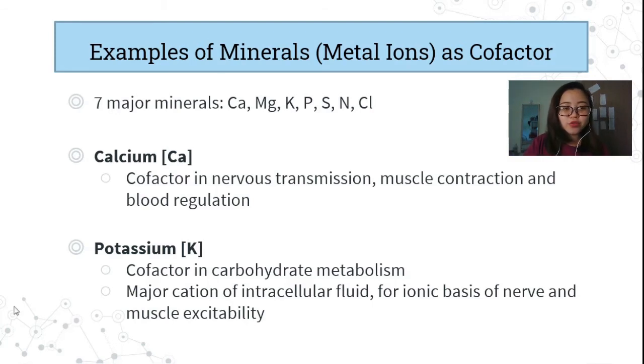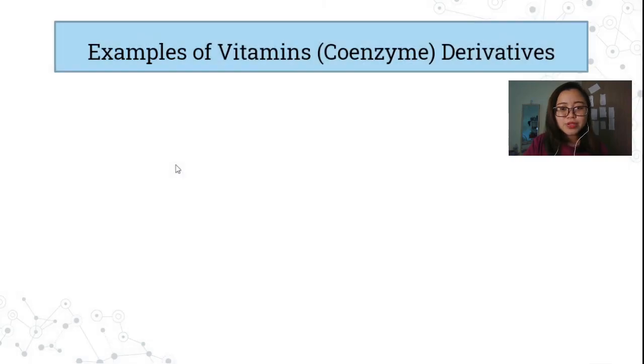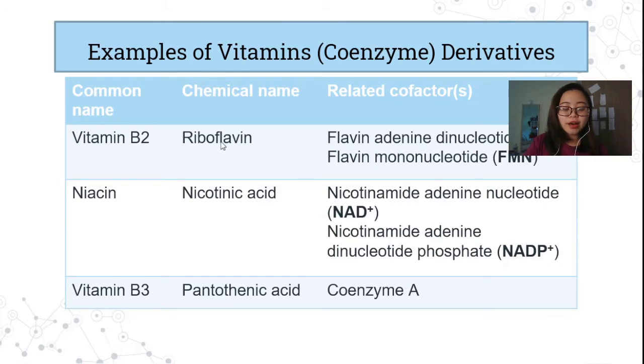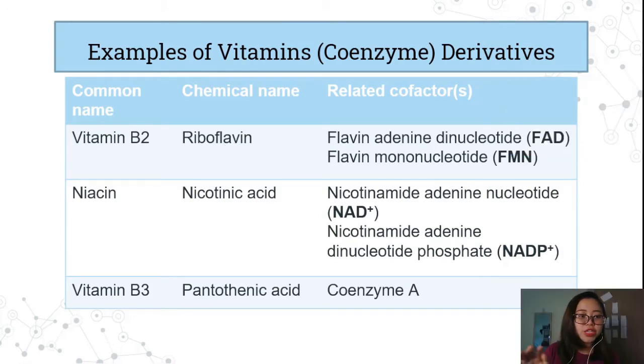Okay, so we're going to move on to the two examples of the next type of cofactor, which is vitamins. Vitamins are under coenzymes, and we're going to have a look at this table, which has vitamin B2, niacin, and vitamin B3. So these vitamins are also given a chemical name, and they will have their related cofactor.